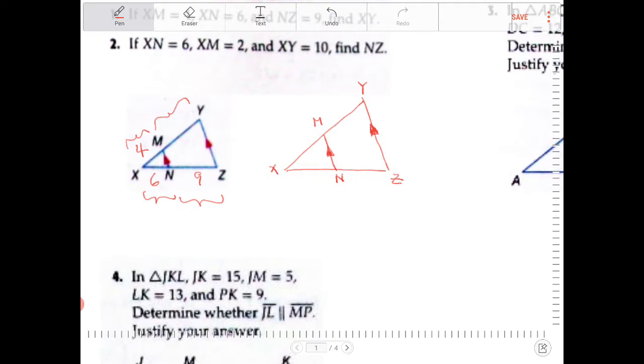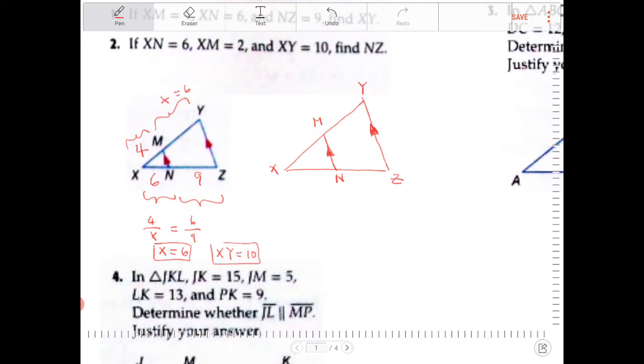So then I can say, let's say if I call this x here, what will happen is I can say 4 over x will equal 6 over 9. And I can solve for x, cross multiplying both sides, I end up with 36 is equal to 6x, or x will just simply equal 6. So x will equal 6, therefore the full length xy will equal 10.